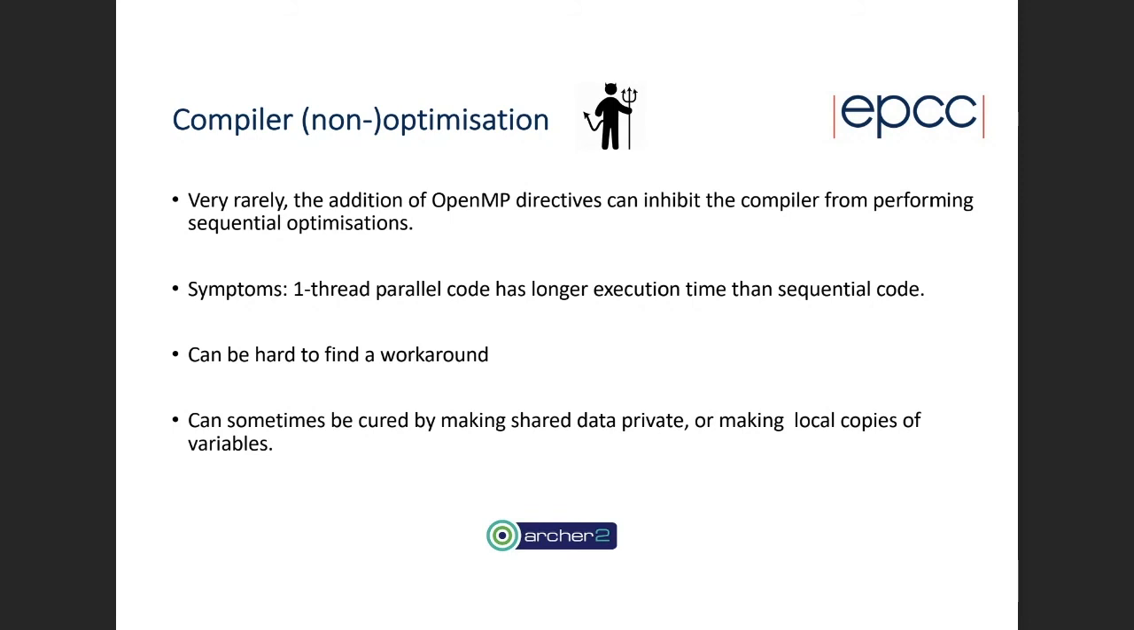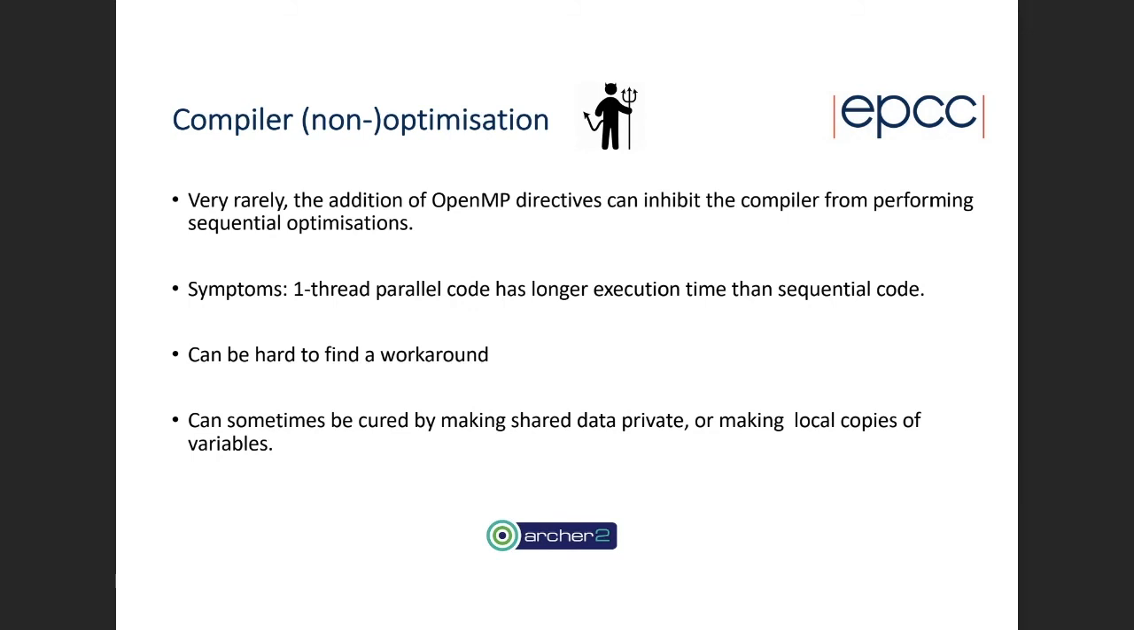The symptom that you will see here is that if you run the parallel code on one thread, then you get a longer execution time than the sequential code without any OpenMP directives. Thankfully, this is very rare. If it does happen, it can be very hard to find a workaround. It can be very difficult to figure out how the optimizations are conflicting with the directives.